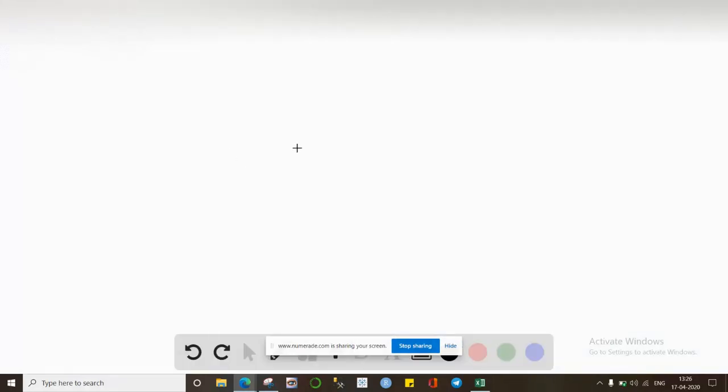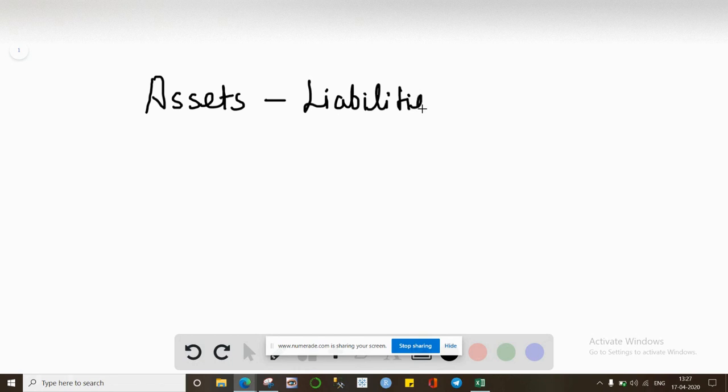Okay, so let's understand the basic accounting equation, and from that we will derive our solution. So the basic accounting equation is assets minus liabilities equals equity. So this is the basic accounting equation.